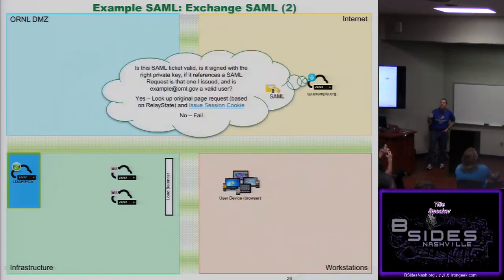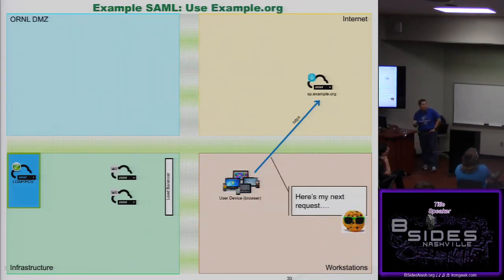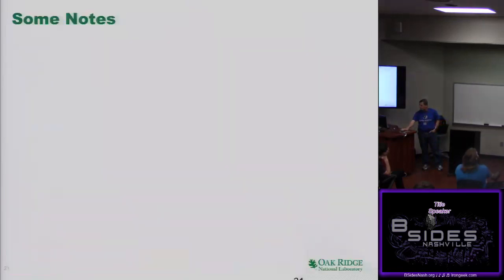The service provider then needs to take a look at all of that information and ask, is this a valid SAML token? Is this user somebody who should have access? And a bunch of other checks. And if all of those checks pass, then it gives the user a session cookie for talking to it. And then the user can move on and do what needs to happen.